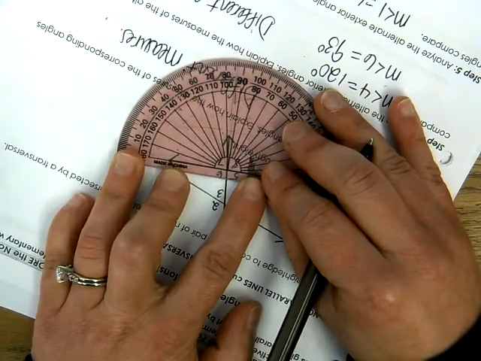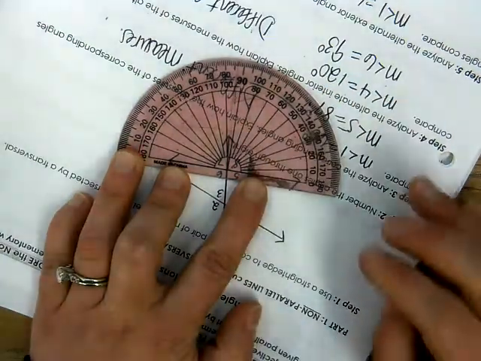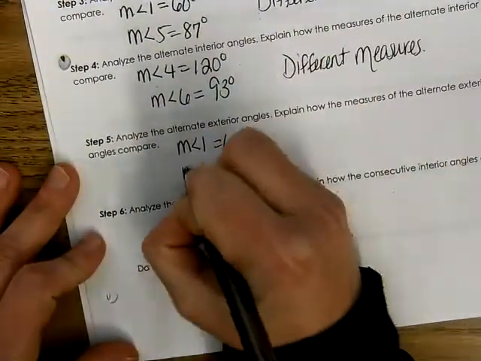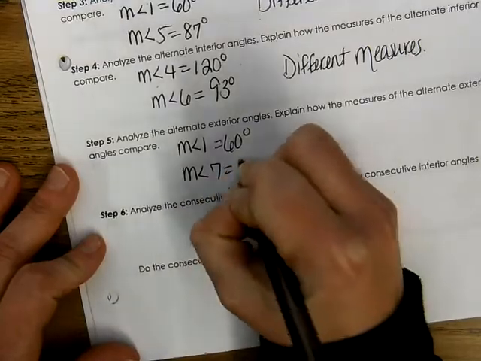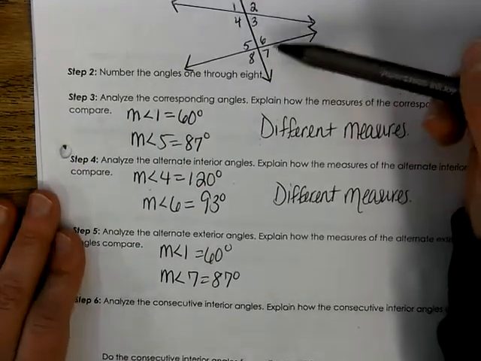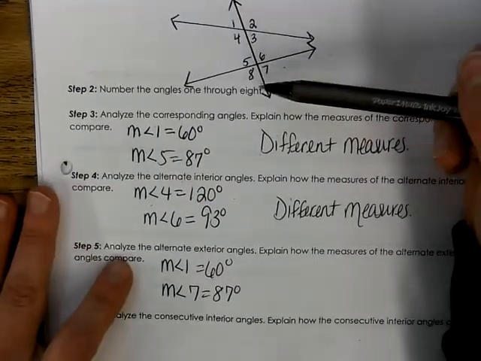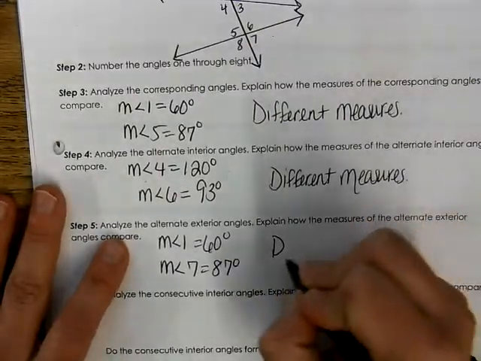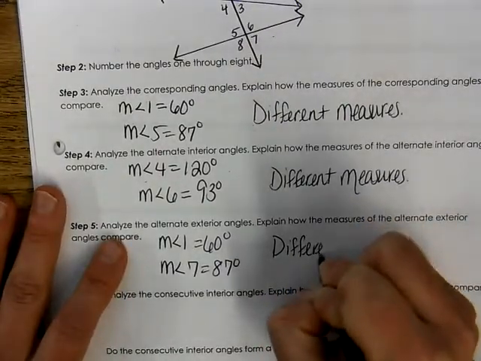And the measure of angle 7 appears to be about 87 degrees. Which makes sense because angle 5 and angle 7 are vertical angles, and we know that vertical angles are congruent. So once again, we have different measures. How are they related? They are different measures.